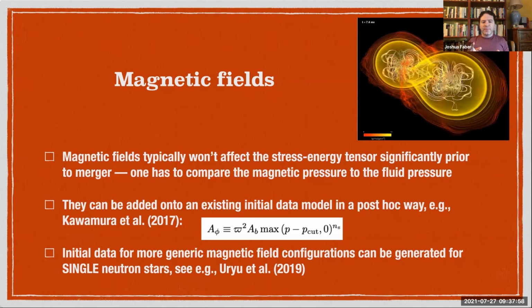Initial data for generic magnetic field configurations has now been generated for single neutron stars. The formalisms are pretty seriously under development for generating more self-consistent magnetic field configurations, but they haven't quite appeared in the binary initial data to speak of as of yet, where things are completely self-consistent for the magnetohydrodynamic state.